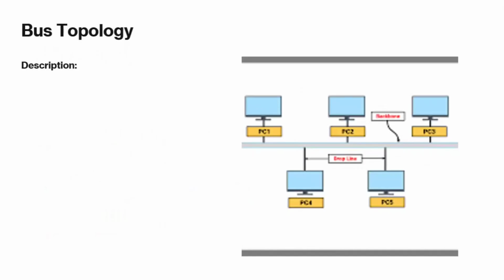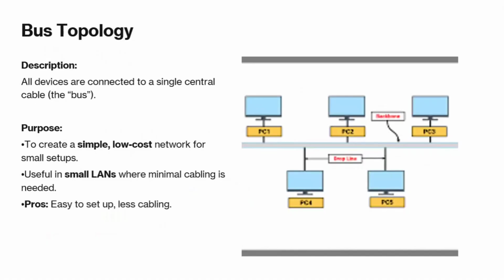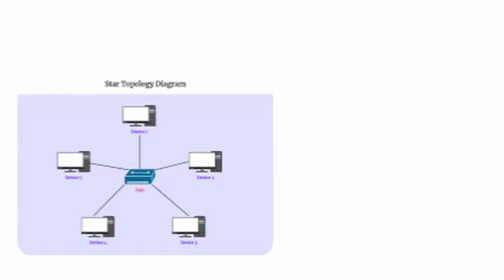We have the bus topology. All devices are connected to a single central cable, which we call a bus. Its purpose is to create a simple, low-cost network for small setups, useful in small LANs where minimal cabling is needed, and it is easy to set up with less cabling. The disadvantage is if the main cable fails, the entire network goes down, and performance degrades with more devices.